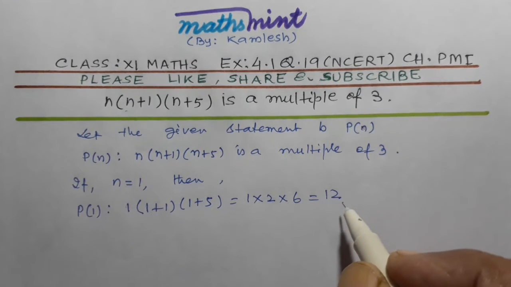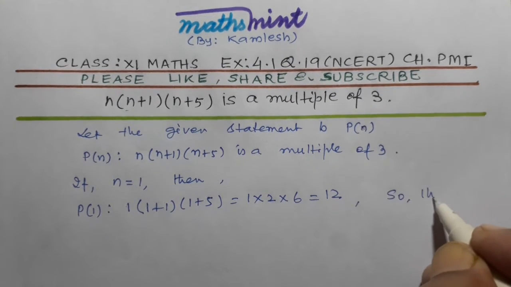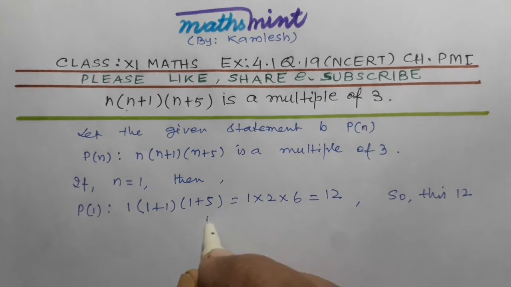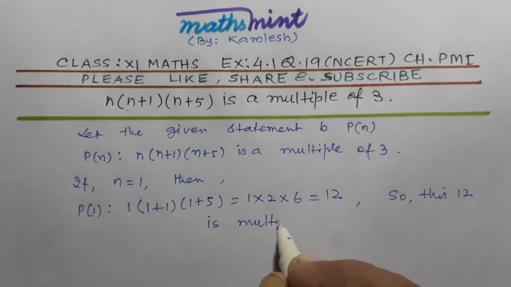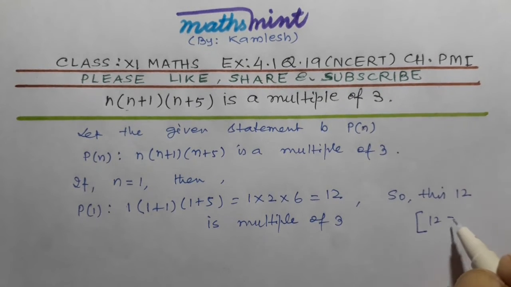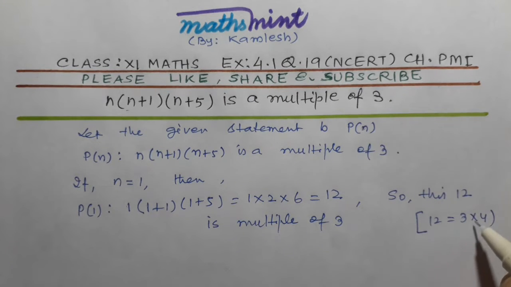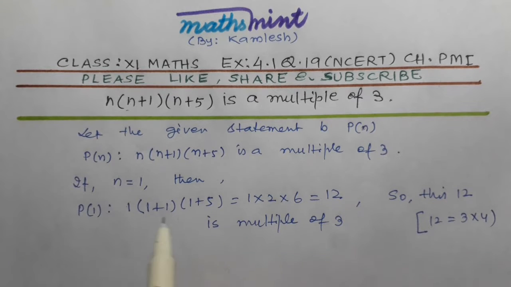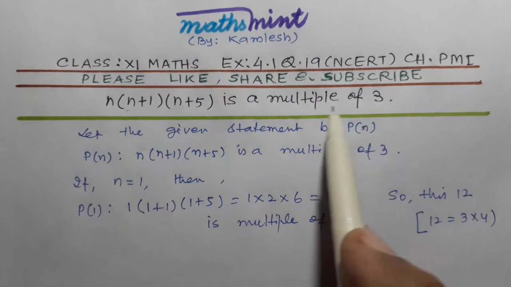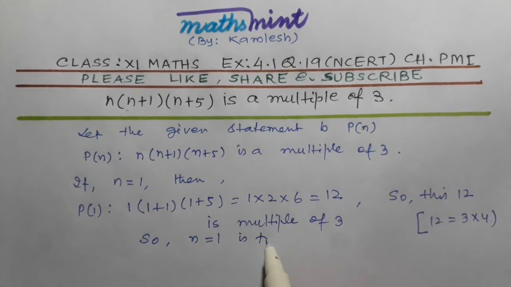So 12 is a multiple of 3, meaning 12 is equal to 3 into 4. So 12 is a multiple of 3. 3 multiplied by 4 is 12. So this P of n is a multiple of 3, which we are to prove in the question. So we shall write, n is equal to 1 is true.